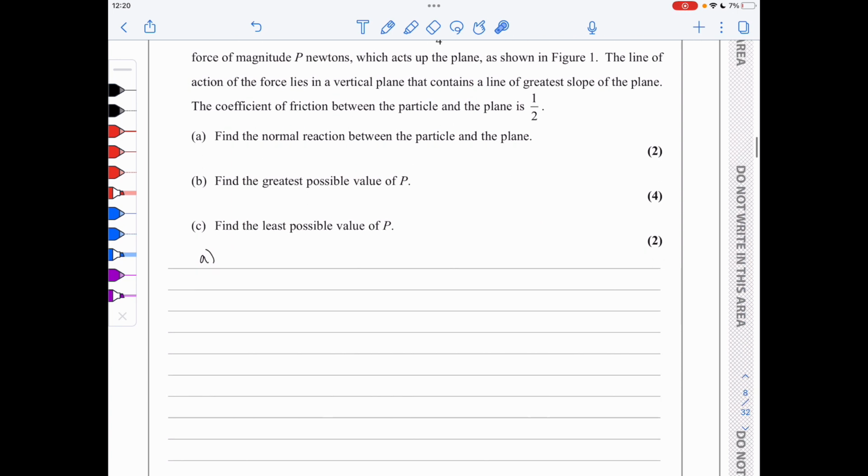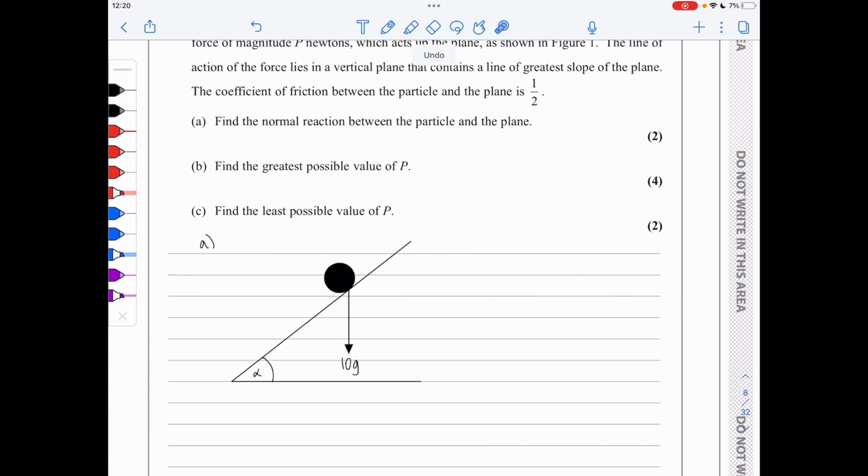I will start by drawing a diagram here. This is what we have. The weight is 10g. I will resolve the weight perpendicularly to the plane. So there it is. We know that the angle here is alpha, and therefore this is 10g cos alpha. And therefore the reaction here, which I will call R, is simply 10g cos alpha.